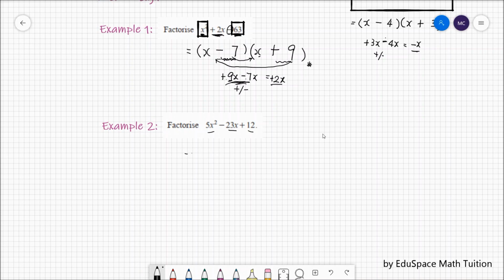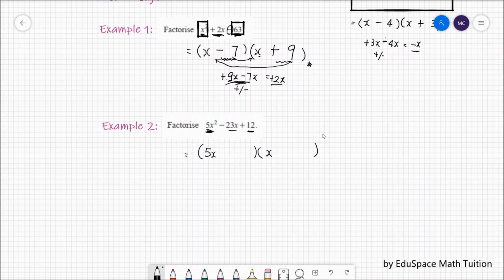Again, we will start with two brackets. And then what we do next is think of the multiplication for 5x squared. So we can only have 5x multiplied by x, that will give us 5x squared. Next thing is again the multiplication for the 12.